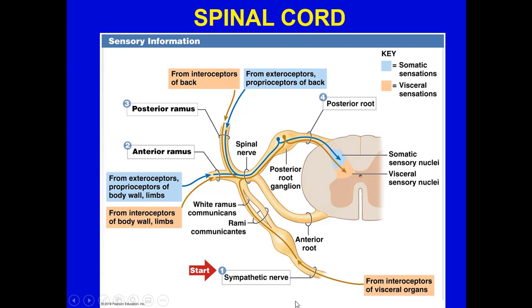Now, what about the interoceptors of the visceral organs? This will also come up through, and this is going to be through a sympathetic nerve, though. This is where you have the rami communicantes, and it contributes to further sensory input here. Okay?